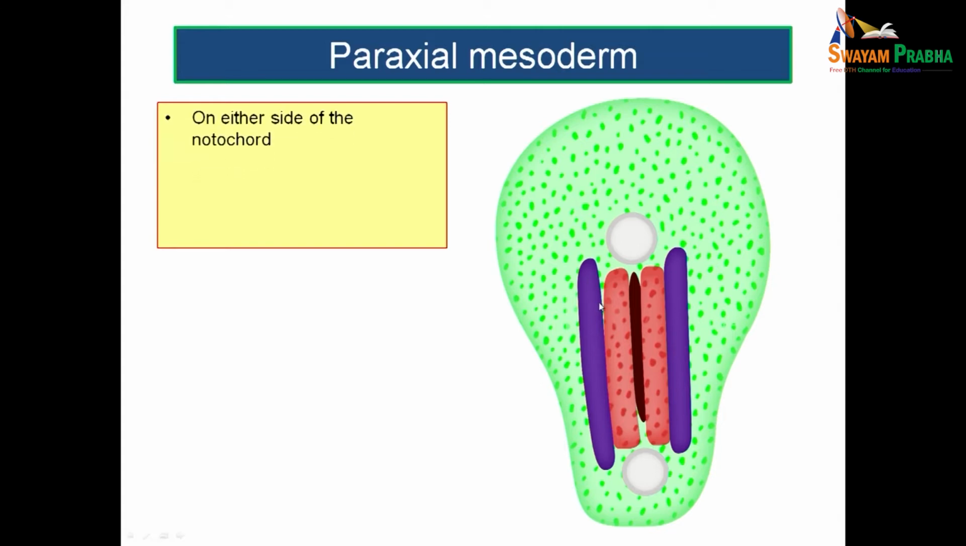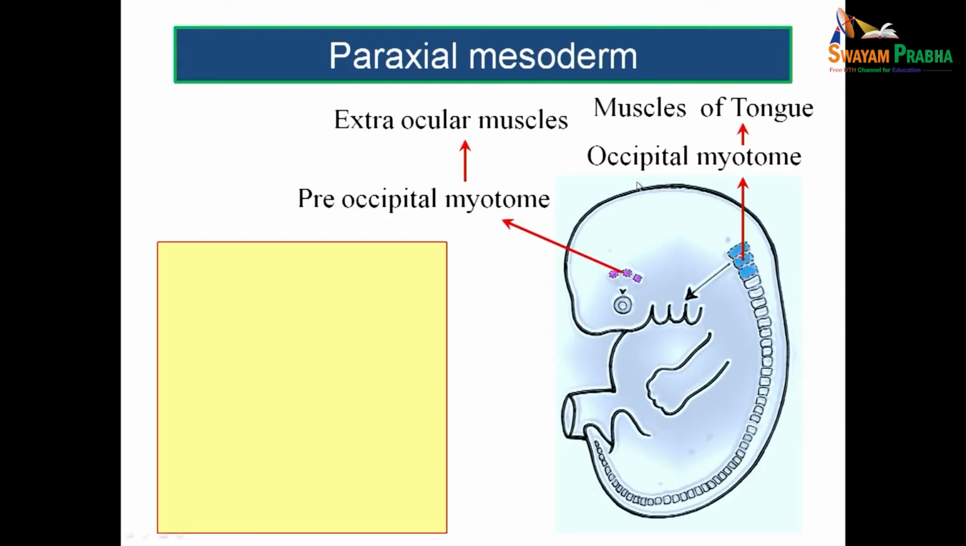We have already mentioned that it is lying on either side of the notochord, and this will be extending from the primitive streak which is seen at the caudal end to the precaudal plate which is seen at the cranial end. That is the extent of the paraxial mesoderm. So, paraxial mesoderm extends from the primitive streak which is here to the precaudal plate at the cranial end.